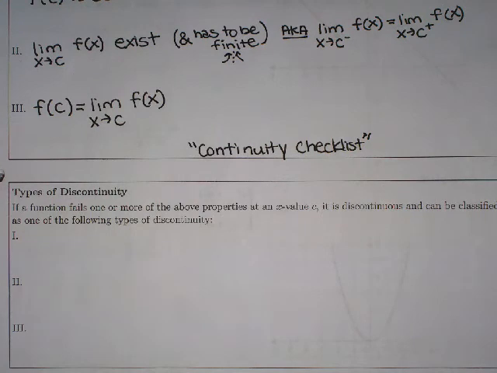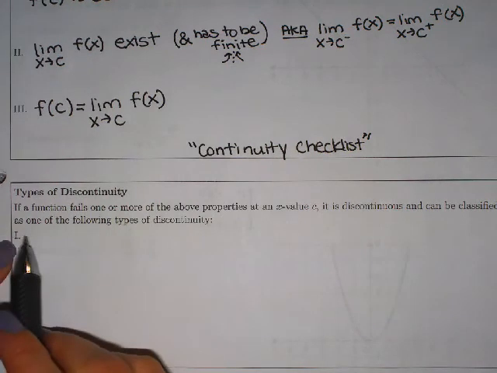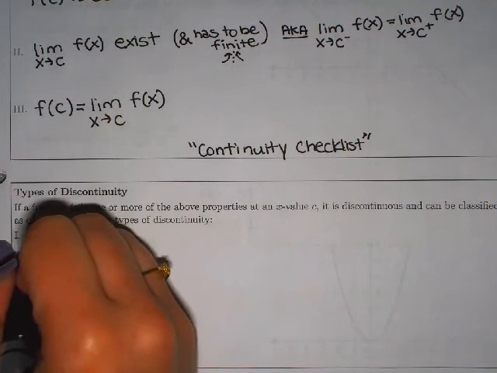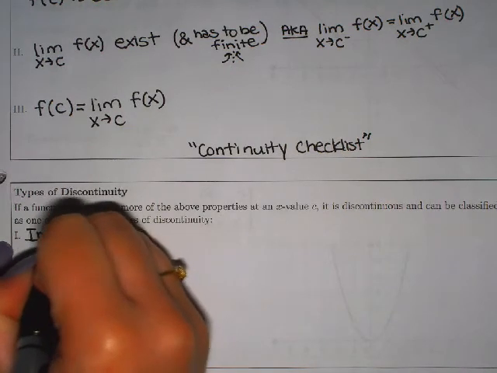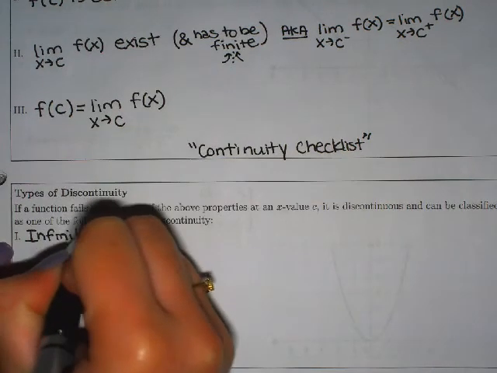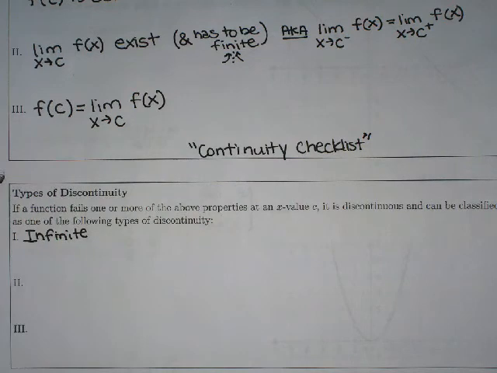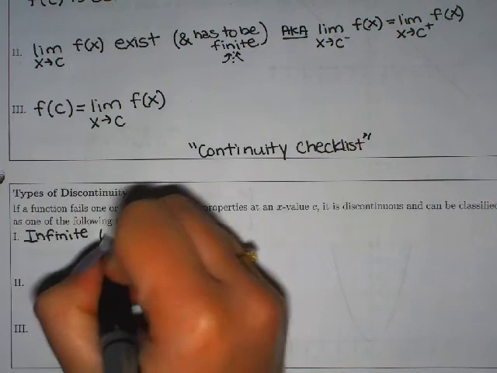So we're going to have three types of discontinuity. I'm going to list them in order from the easiest to find to the hardest to find. So I think the easiest one to identify is infinite. Infinite discontinuity is kind of obvious why it's called infinite. It's because the limits are going to infinity.